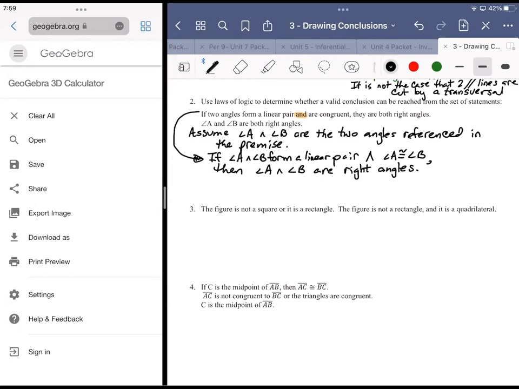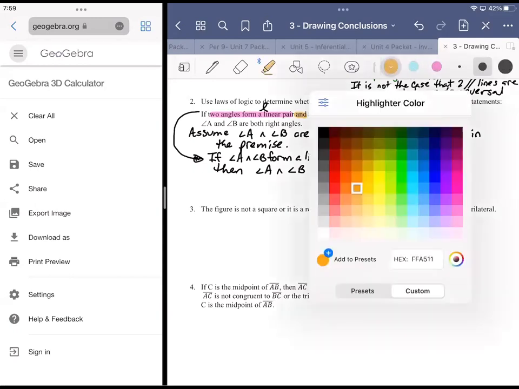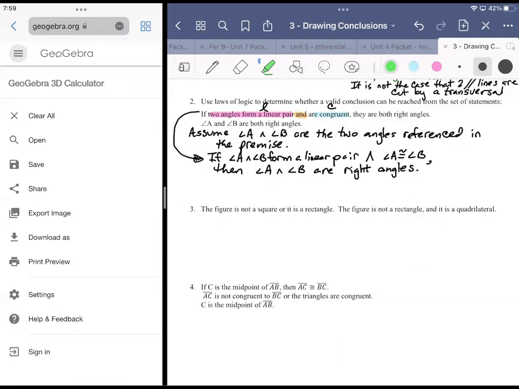Okay? So really we have two major components in the premise. I'll highlight those. Two angles form a linear pair. We'll call that L. They're congruent. Call that C. They're both right angles. Sometimes they don't put the word then in there. That's the way it is. R for right angles. So I'd say L and C implies R. And then they just flat out say angle A and angle B are both right angles. That would be R. All right.